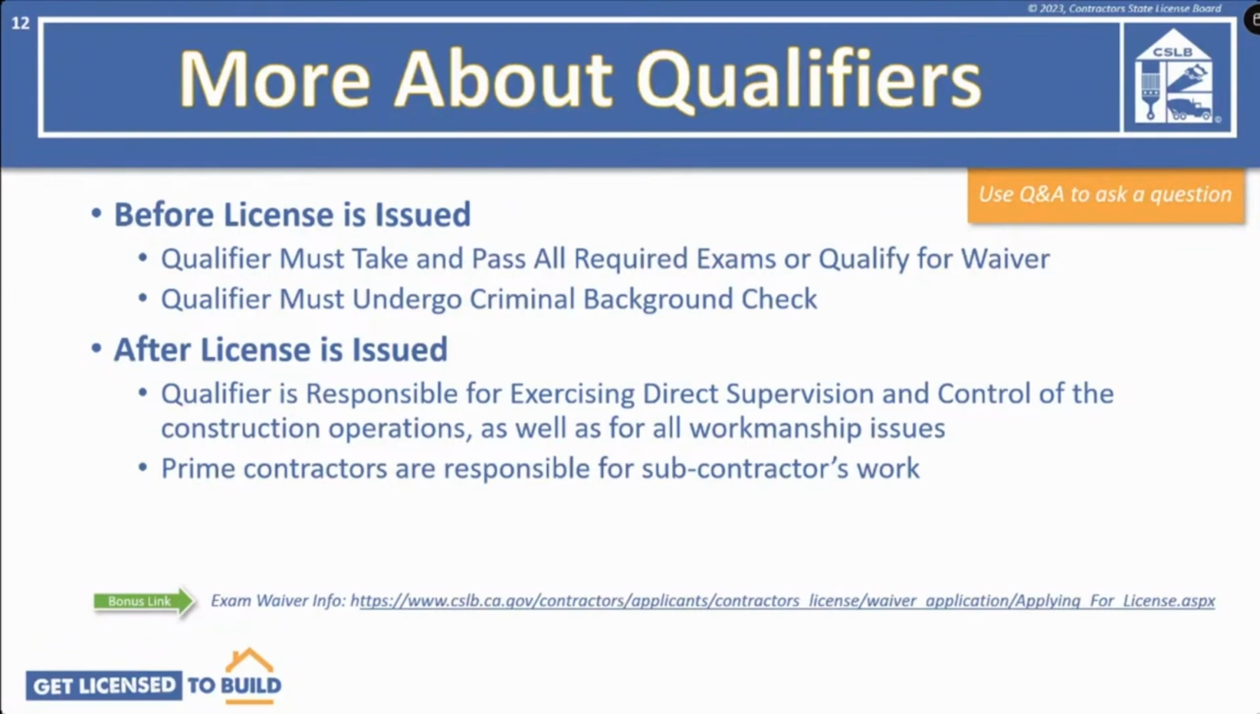After the license is issued, the qualifier must be in a position to exercise direct supervision and control of the company's operations. They are also responsible for all workmanship issues. It is also important to note that if you are trying to get a B general building contractor's license and you hire subcontractors to work under you, you are responsible as the project's prime contractor for the work that they do.